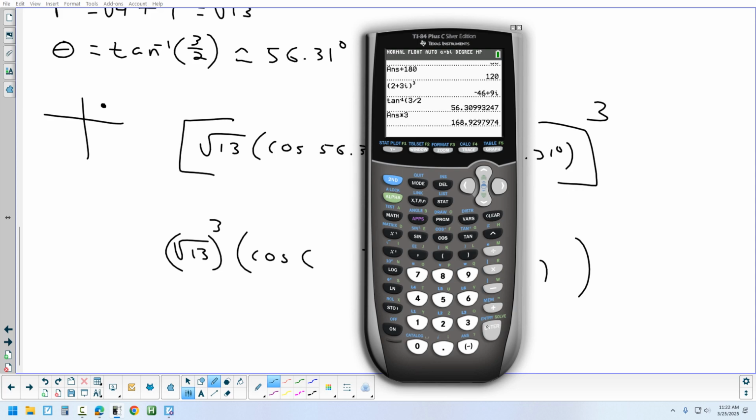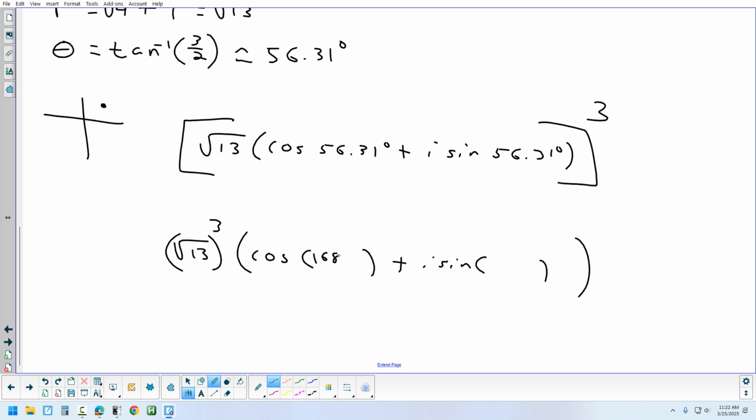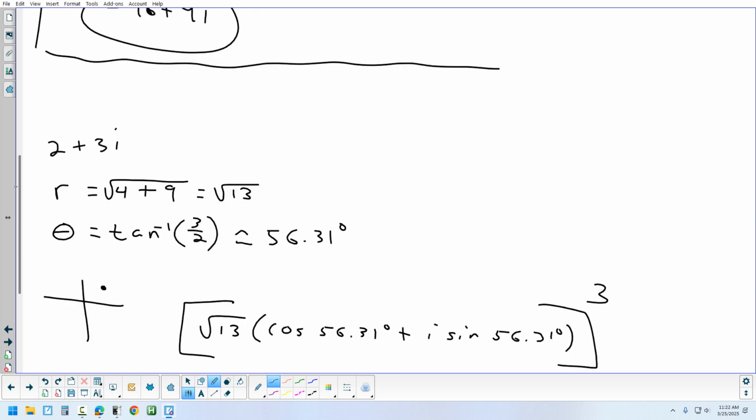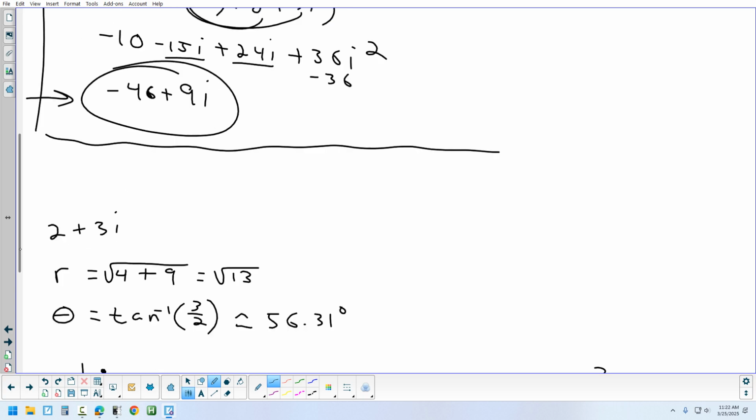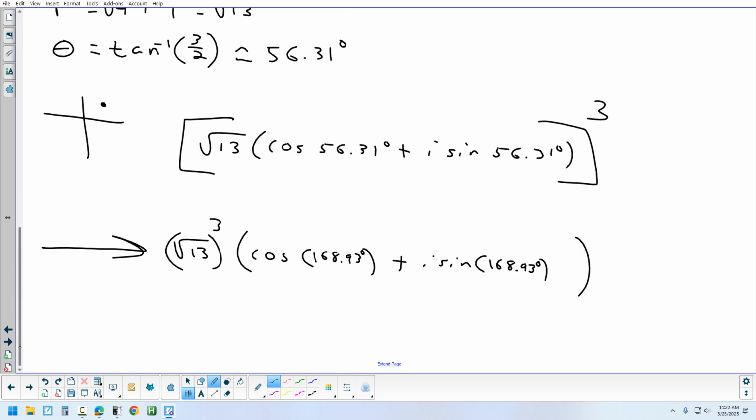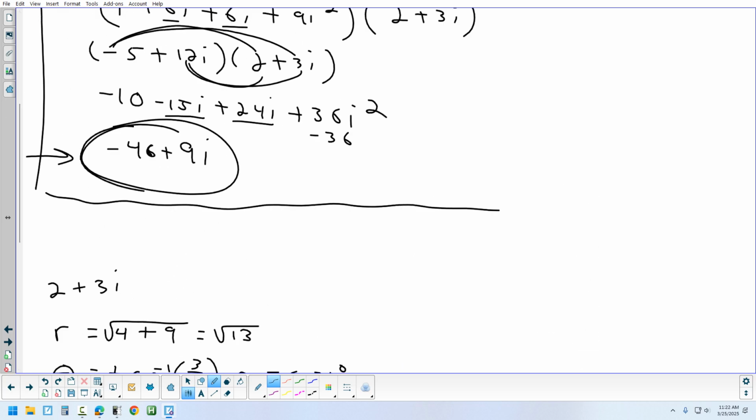Gives me 168.9. Well, if we round up, it's 168.93 degrees. Now, does that look exactly the same as that? No, that's standard form. That's trig form. But if we did everything right, they should be the same answer. What can I do with this to see if I get that?